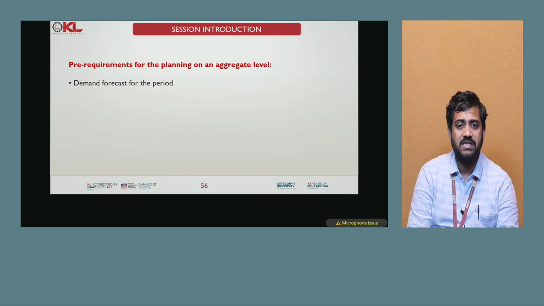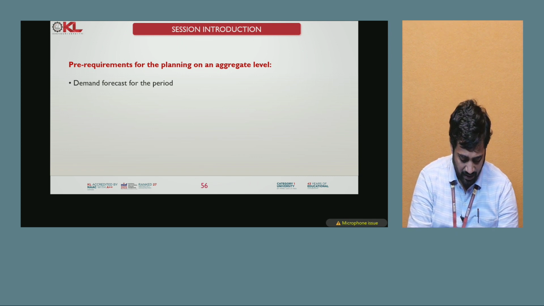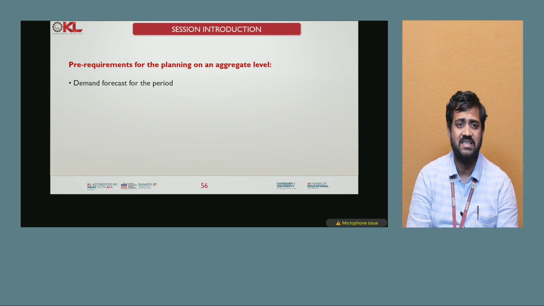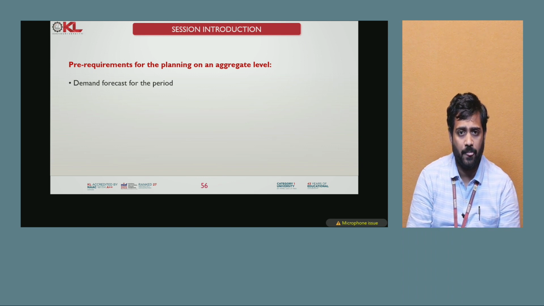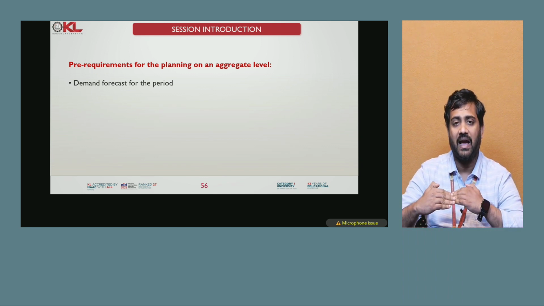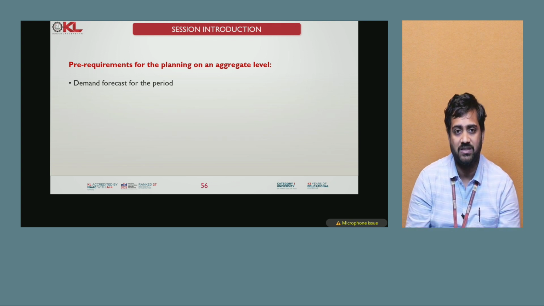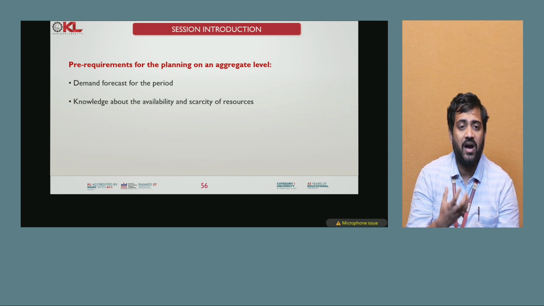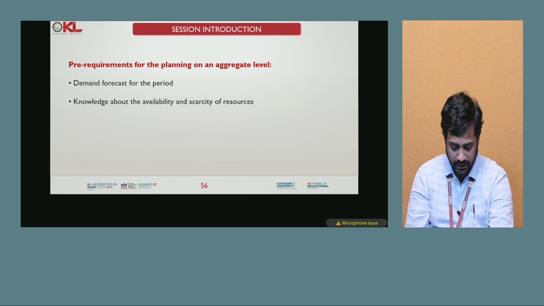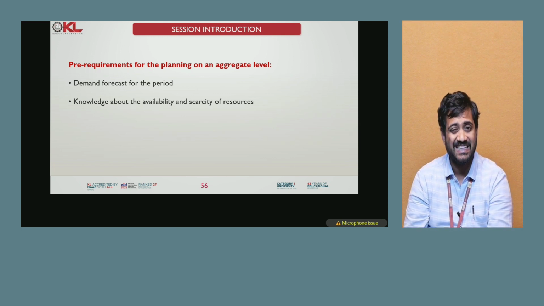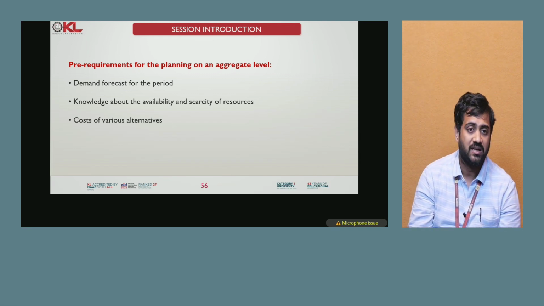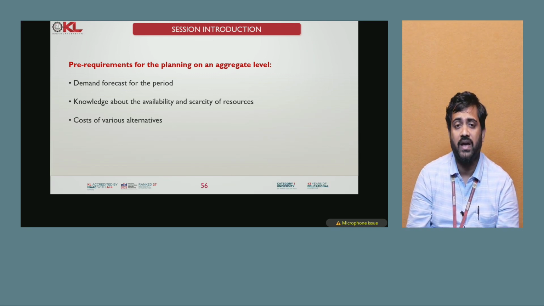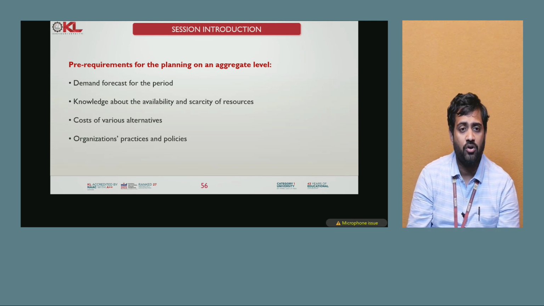And the pre-requirements for planning on an aggregate level are mentioned here. One is the demand forecast for the period. Before planning on the aggregate level, these are the pre-requirements. We should know the demand forecast for the specific period, and we should have some knowledge about the availability and scarcity of the resources. For a particular production company, you should know what scarcities and what available resources there are. And you should know the costs of various alternatives, and the organization's policies and practices.